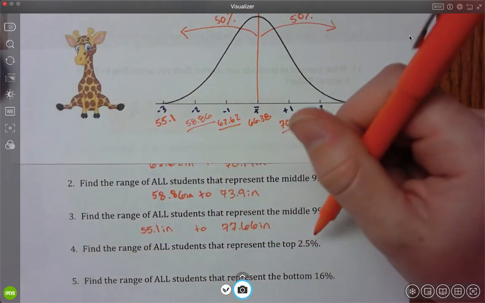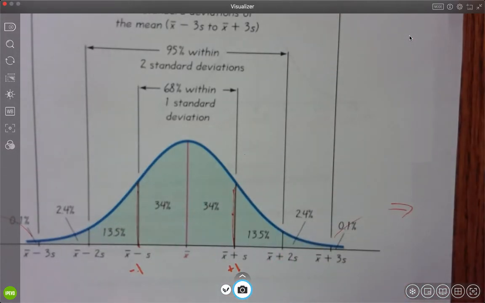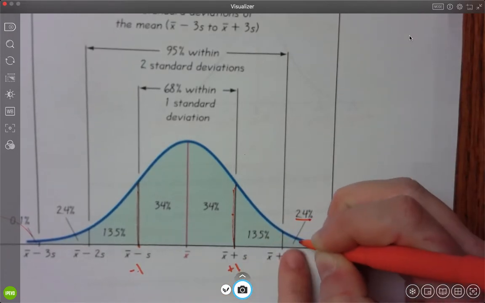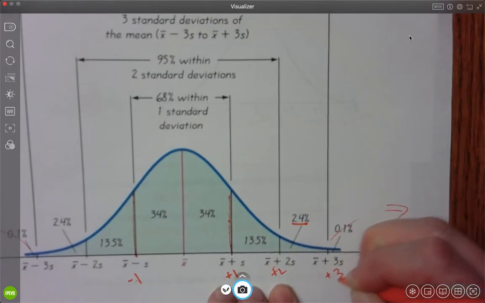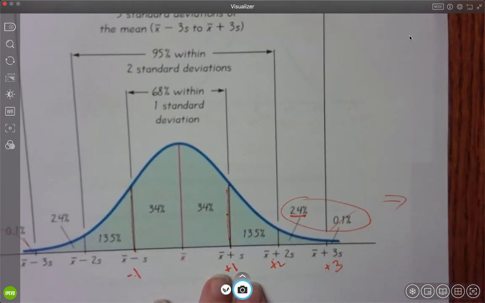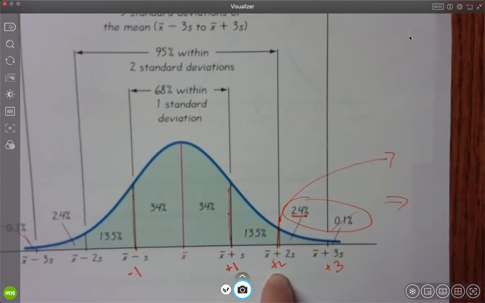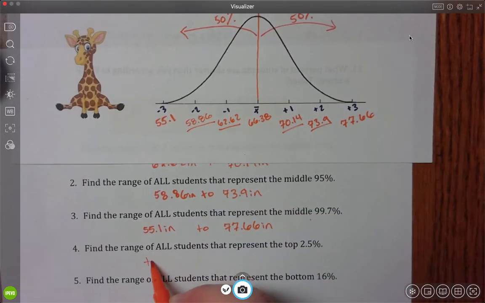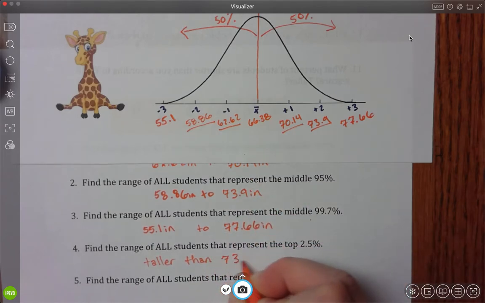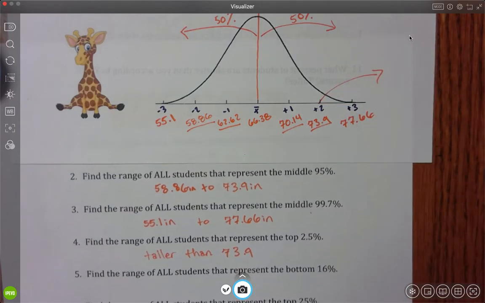Okay, find the range of all students that represents the top 2.5%. On the empirical rule sheet, 2.4% lives between the +2 and the +3, and 0.1% will live beyond that. So the top 2.5% would be those two categories together. That's everything from the +2 and beyond. So anyone taller than 73.9, because that's +2 and beyond. So this is 2.5% right there. Anybody taller than 73.9.